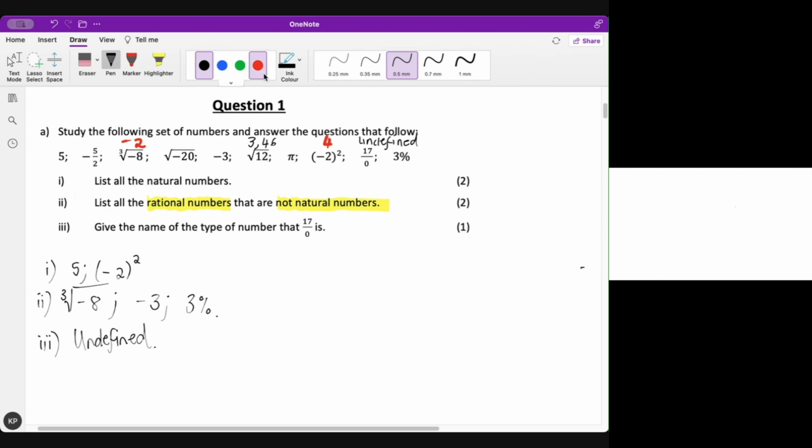Okay, mark allocation, 2 marks. One for this, one for this. And the second one, you would probably get 1 mark for listing them correctly and another mark for not including the natural numbers like they asked us. And this is just 1 mark.